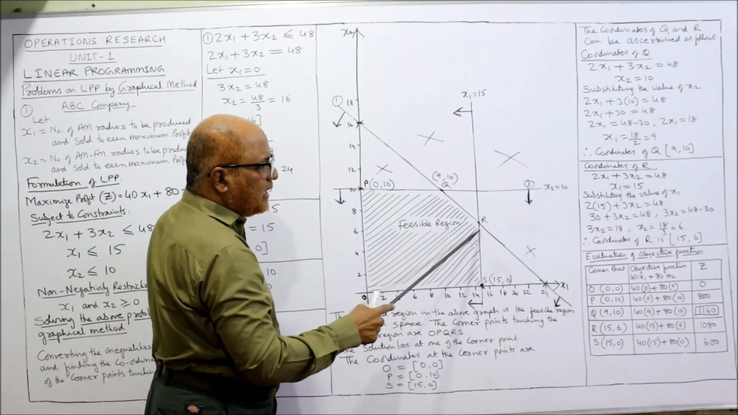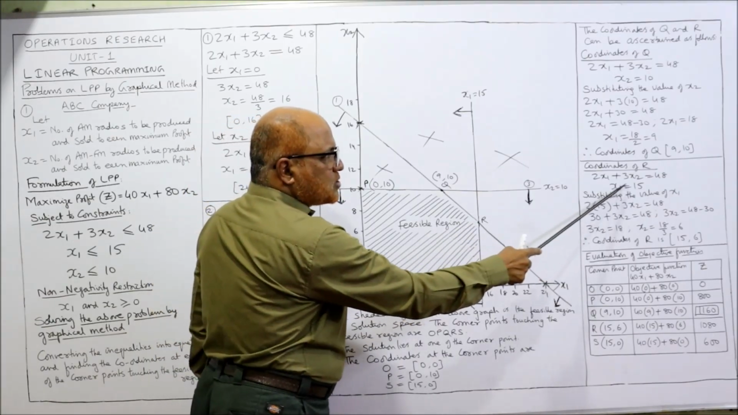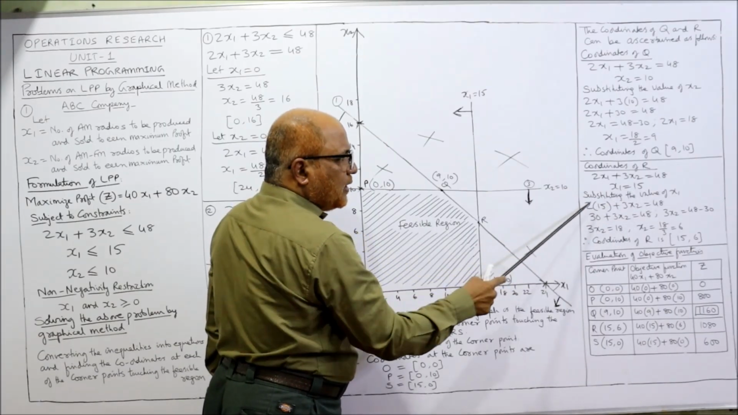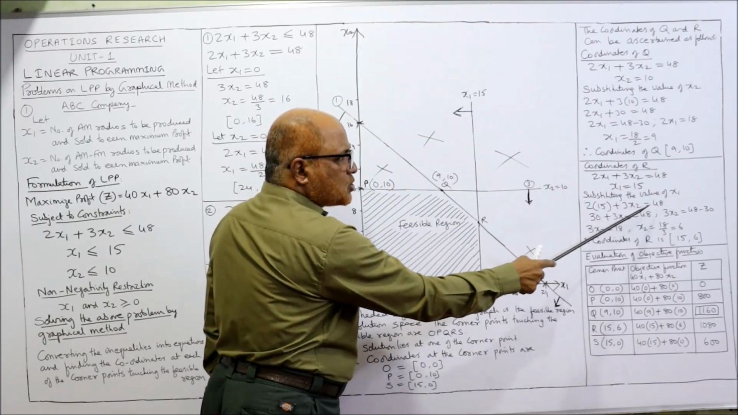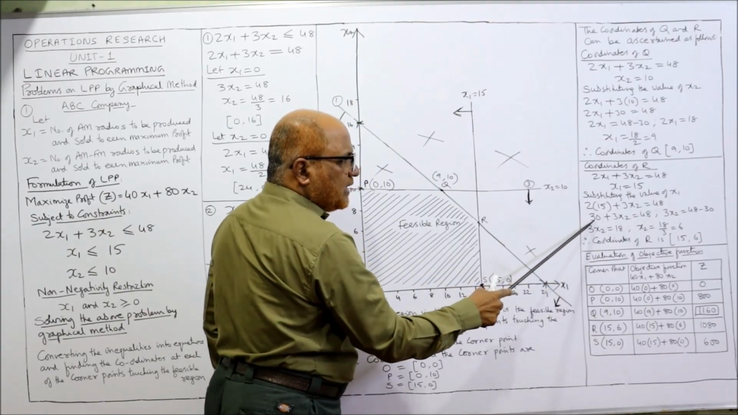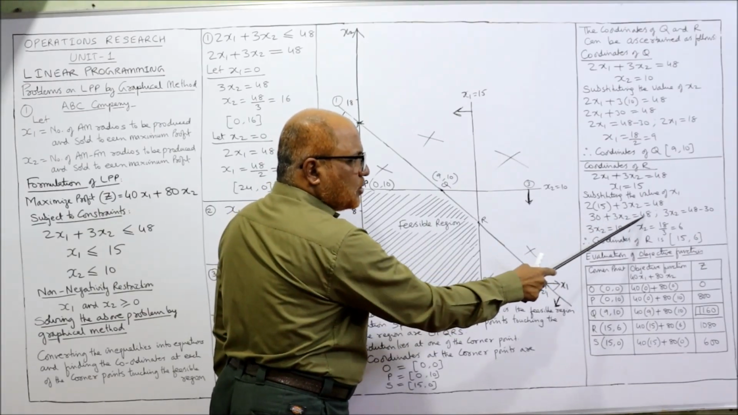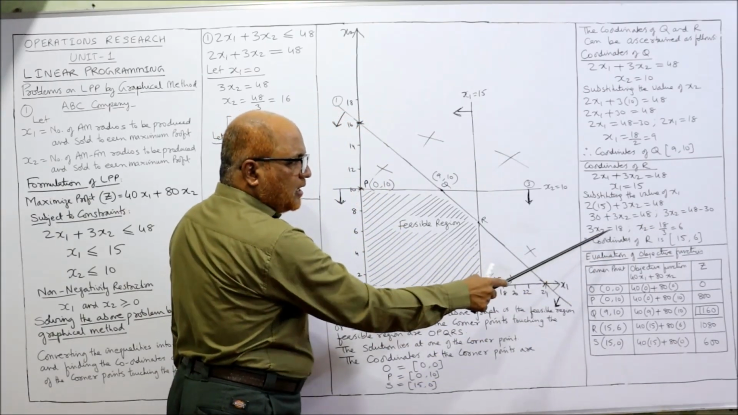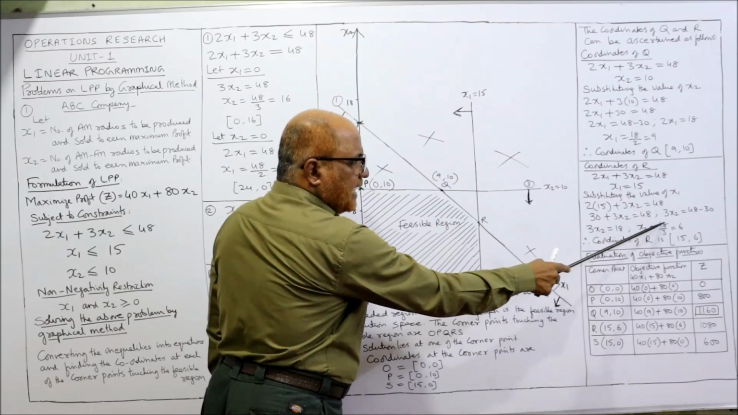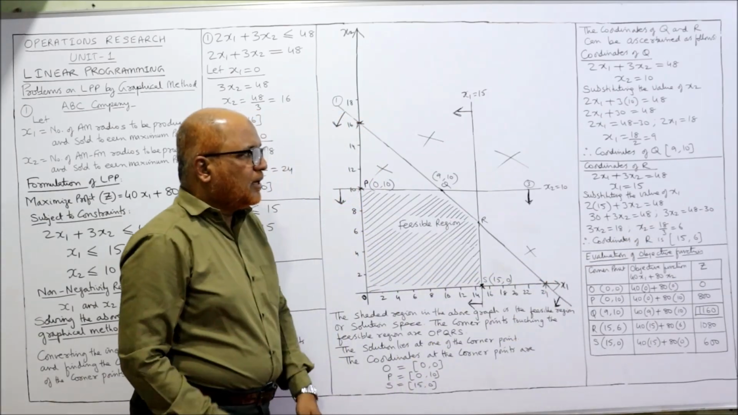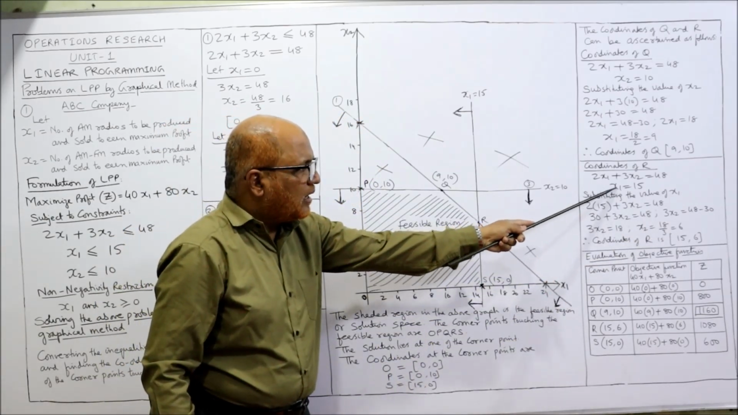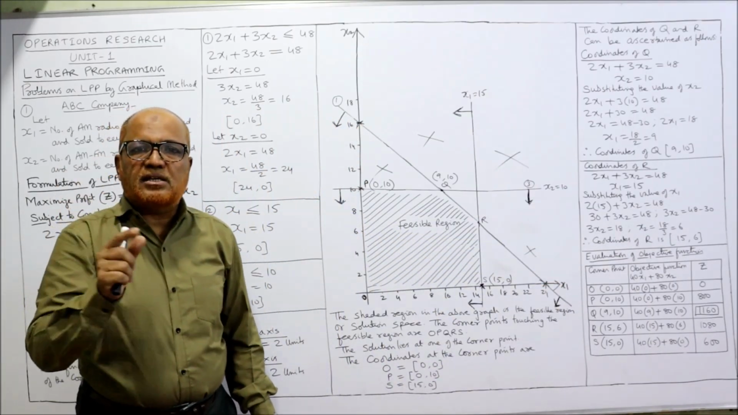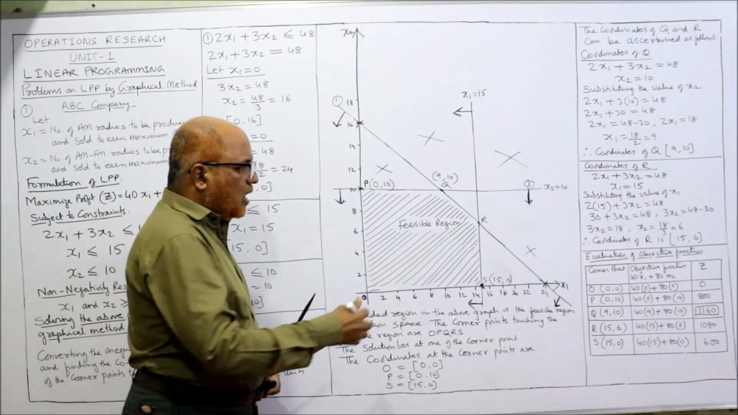These 2 lines are intersecting. So x1 is equal to 15. Now in place of x1 we write 15. So 2 into 15 plus 3x2 is equal to 48. 2 into 15 is 30, plus 3x2 is equal to 48. So 3x2 is equal to 48 minus 30, which is 18. x2 is 18 by 3, 6. So x1 is 15 and x2 is 6. So 15, 6 are the coordinates of R.